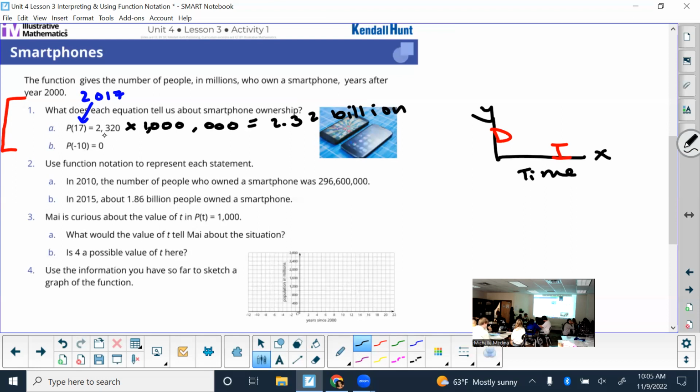Now discuss with your teams if you haven't already. What must P of negative 10 be? Table 8, what must P of negative 10 be? If we said that the inputs are years after 2000, what must negative 10 be? Table 6. 1990, good.